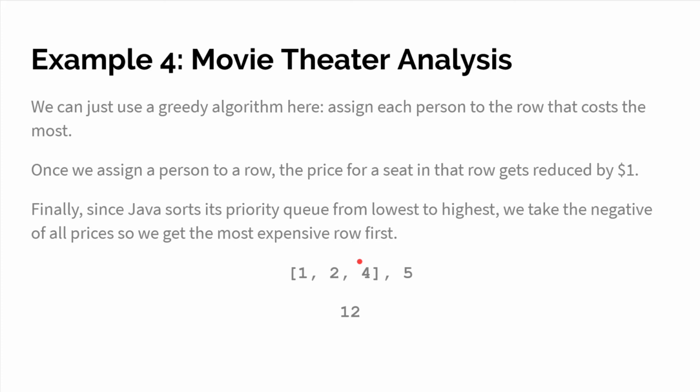So we can use a priority queue, of course, to simulate this process. We just take the highest number each time, subtract it by 1, and insert it back into the priority queue. If it's the last seat, then we just remove it from the priority queue altogether. And finally, since Java sorts its priority queue from lowest to highest, we take the negative of all prices so we get the most expensive row first. And keep this in mind as we code the solution to this problem.